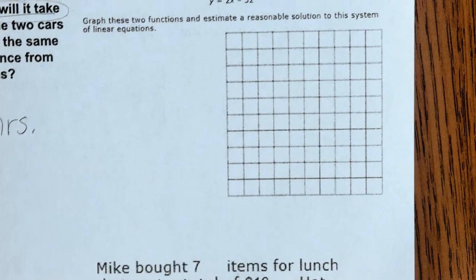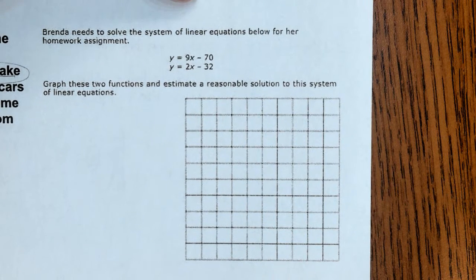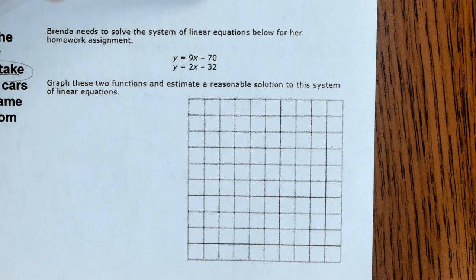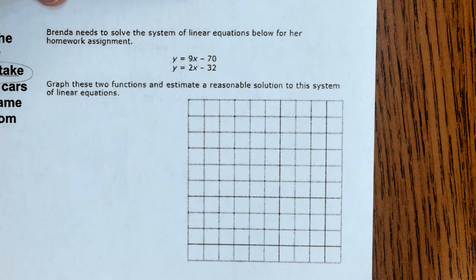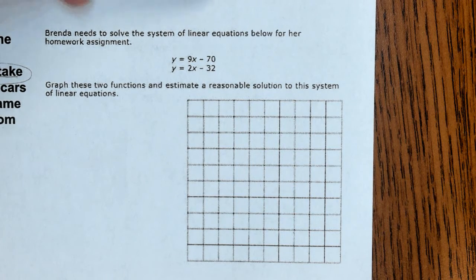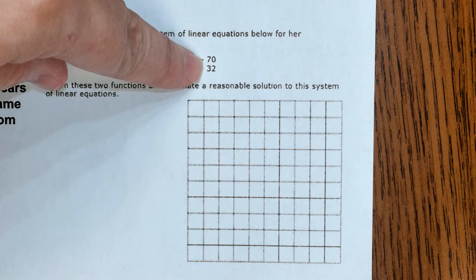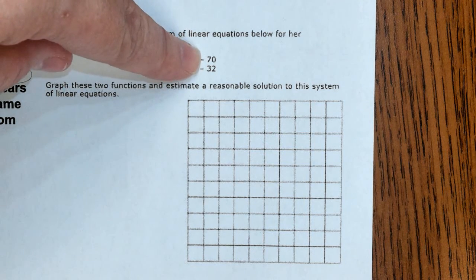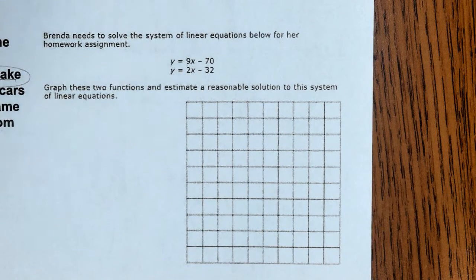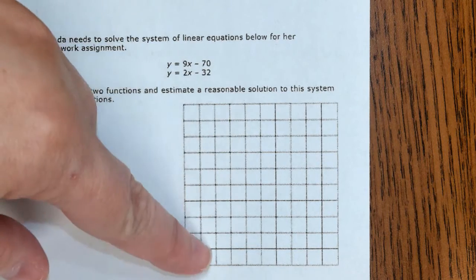Alright, looks like we only have 2 more questions, so we're almost done. This one says Brenda needs to solve a system of linear equations below for her homework assignment. Graph these 2 functions and estimate a reasonable solution to the system. So here's the thing. They did not put numbers already on this graph, and the reason is look how big those numbers are. If you notice, those 2 numbers are quite large, like small because they're negative, but you know what I mean, like the number itself is big. That means we can't do the counting by ones here, you know?